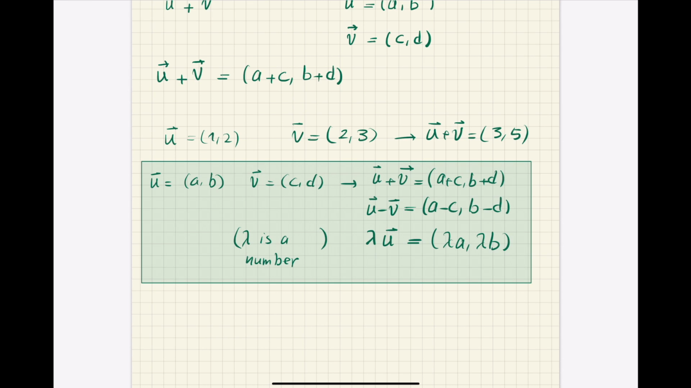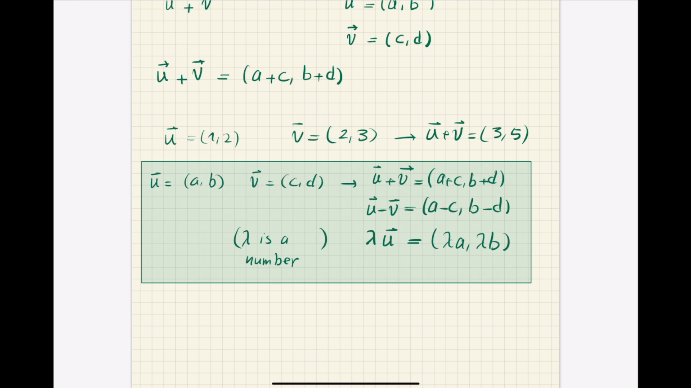So I want you to understand the deeper concept here. What we are doing is establishing a relation between a geometrical object, which is a vector, and algebra. So instead of drawing pictures, we are doing numbers. Yes? Adding numbers, subtracting numbers, multiplying numbers, and that's easy.